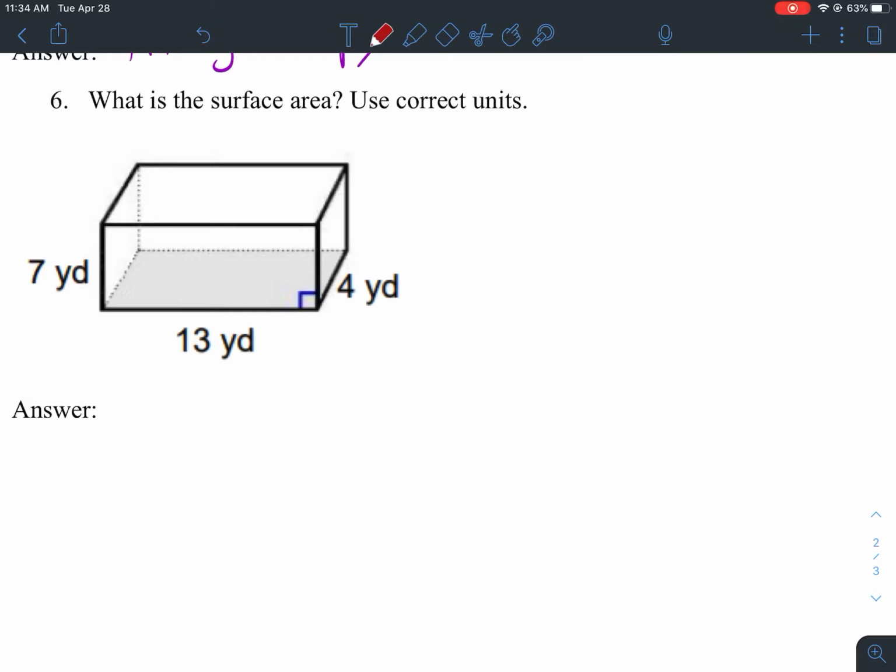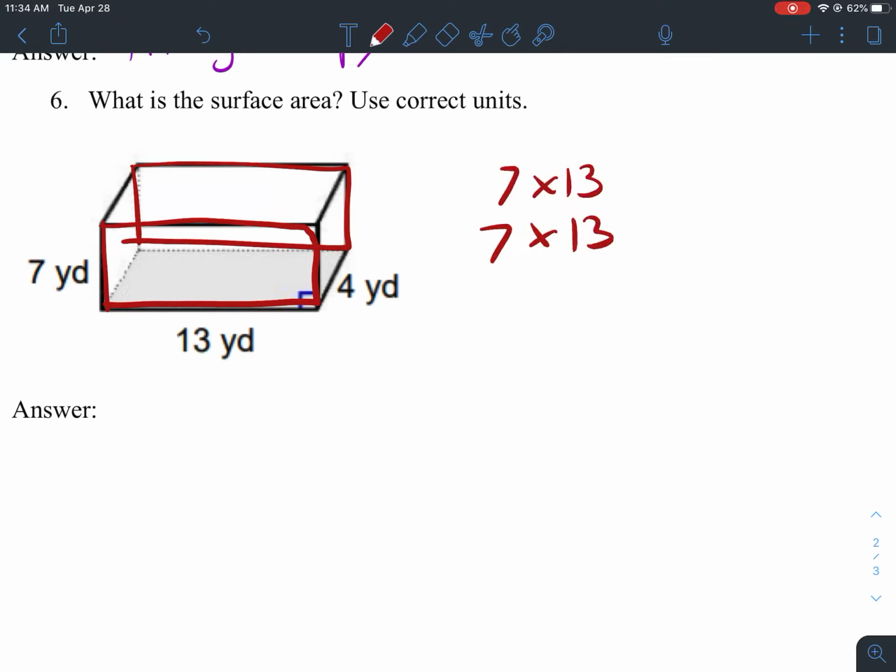All right, so I'm going to go ahead and go through numbers 6 through 10 on the study guide. So number 6 says, what is the surface area? So what you want to do is find the area of each face of the prism. We'll start with the front and the back. The front and the back have dimensions of 7 and 13. So we could do 7 times 13 and 7 times 13, which gives us 91.